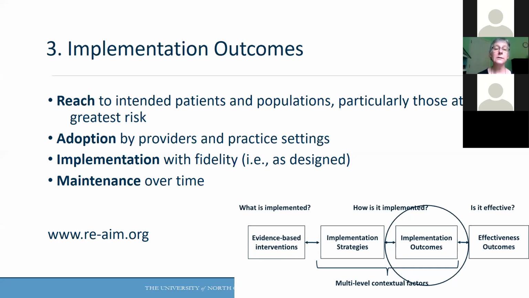So the third core component of implementation research is implementation outcomes. And we've already talked about the REAIM framework. I provide a link to the REAIM framework at the bottom. These are metrics that you can use to assess the extent to which you are reaching the intended patients and population, particularly those at greatest risk, achieving high levels of adoption by both providers and practice settings, and the extent to which the intervention is being implemented with fidelity, in other words, as designed, and maintained over time.